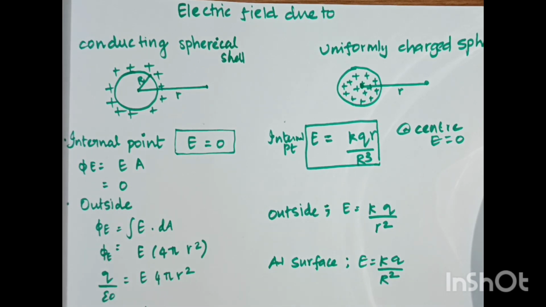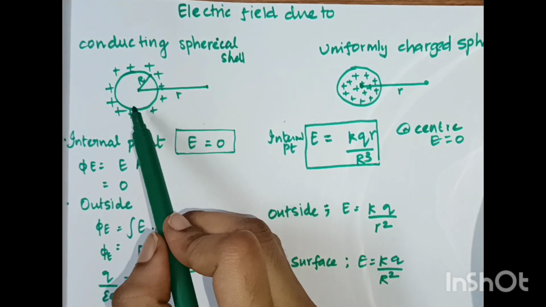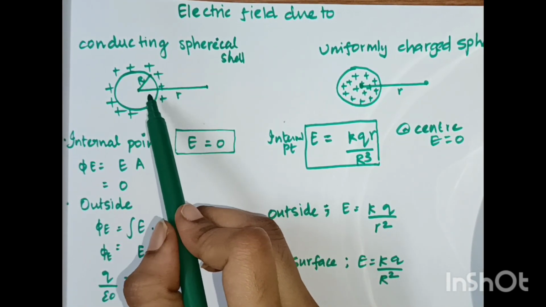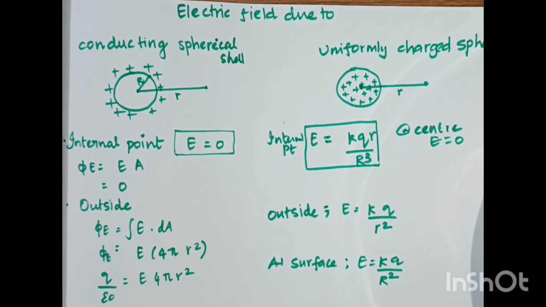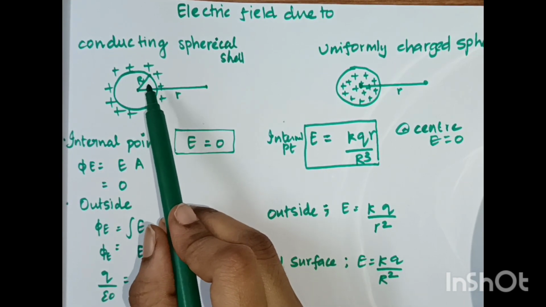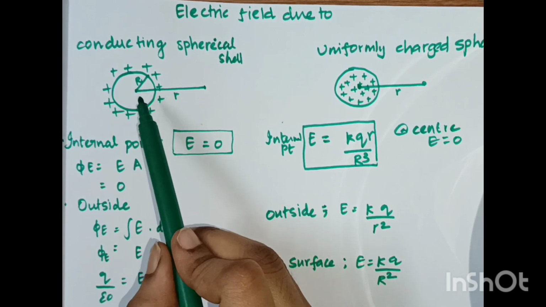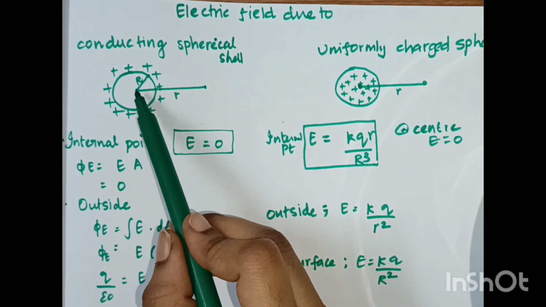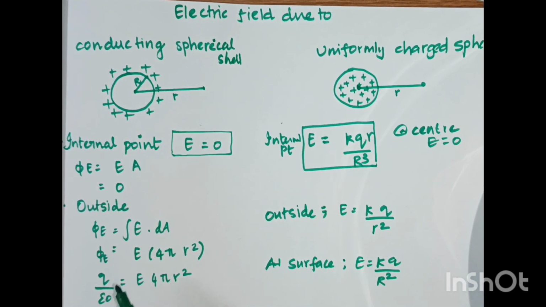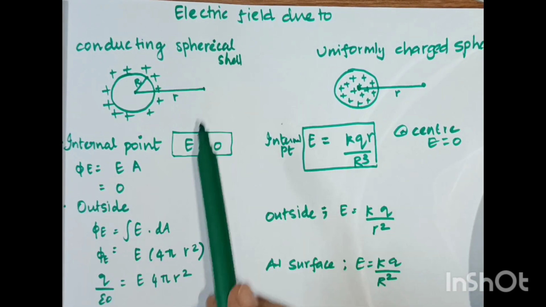Now let us see the electric field at a point inside the shell, on the surface, and at a point outside the shell. We will see these three cases. If you take some point inside the conducting shell, we don't have any charges. If there are no charges inside, then the electric field inside will be 0. So at an internal point, the electric field is 0 for a conducting shell.